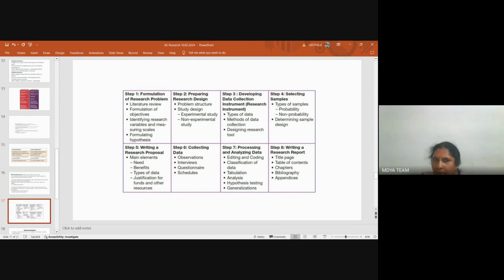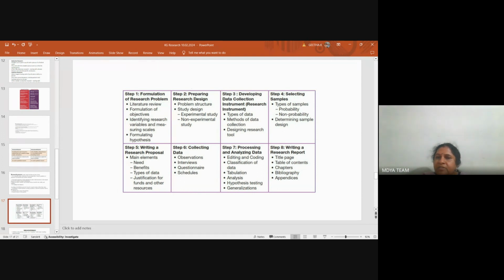You are going to formulate the research problem, and in formulating a research problem, as we have already decided, you do it with literature review and with identifying the variables and the research problem area. And then you are going to formulate the hypothesis. What is the expected result? Hypothesis is nothing but a guess.